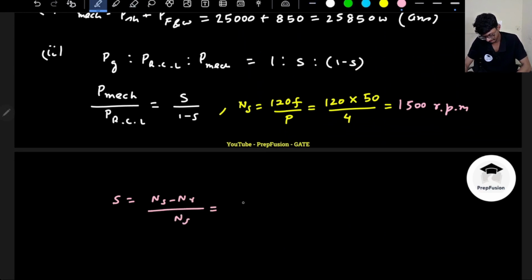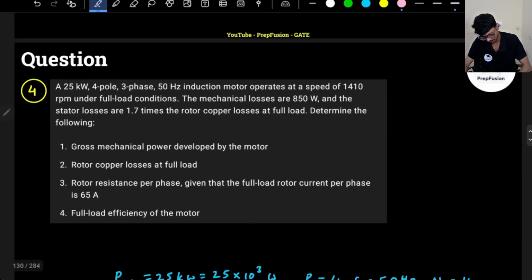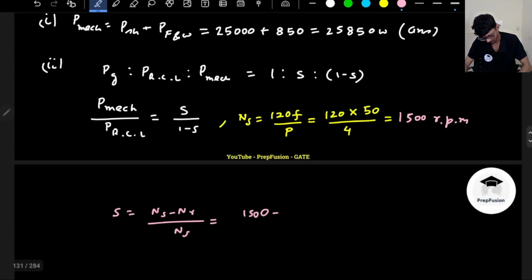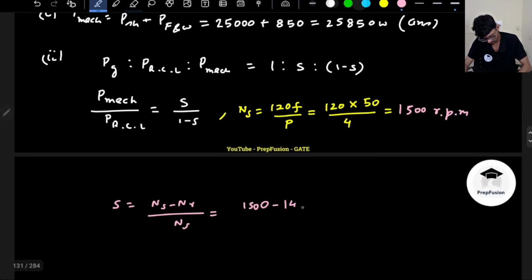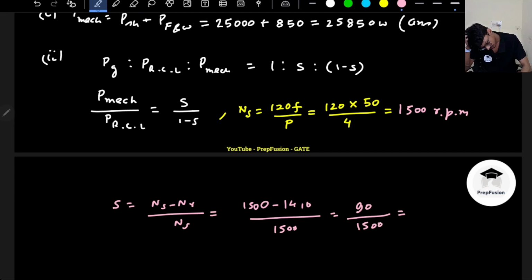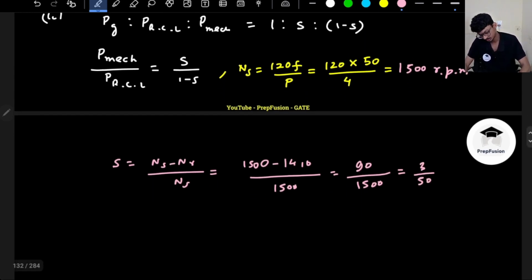So it is basically 1500 minus, at rated condition it is rotating at 1410 RPM, right? Divided by NS, that is 1500 RPM. So this will be 90 divided by 1500 RPM. So this will be basically 3 divided by 50. This will be the slip. Okay, now I can use it in this relation.